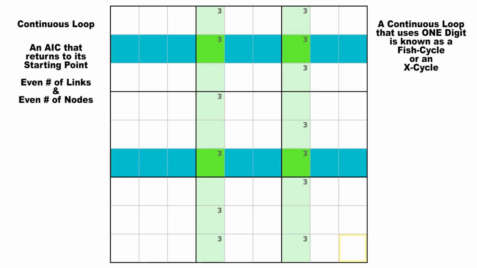A continuous loop that uses only one digit is sometimes referred to as a fish cycle or an X cycle. An X-wing is actually the simplest form of a continuous loop or X cycle. And because an X-wing is really a fish pattern, this is where the term fish cycle comes from. So let's see what this looks like.